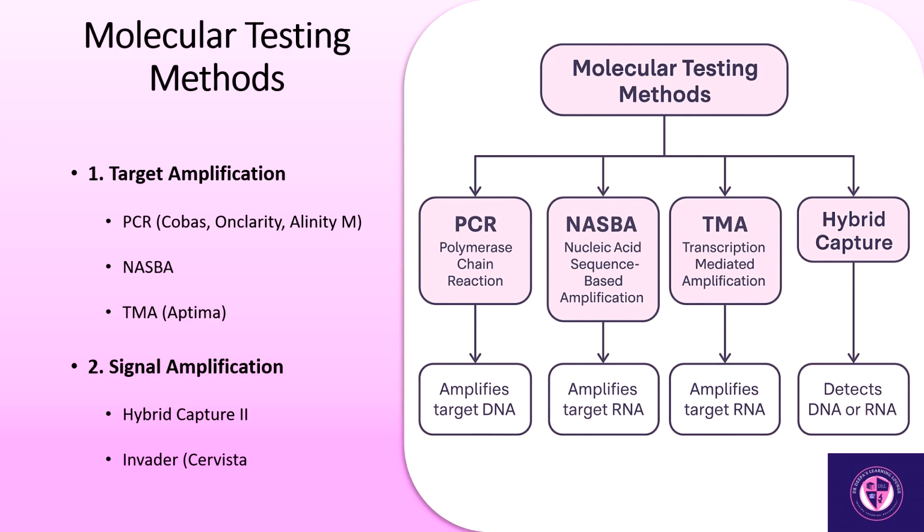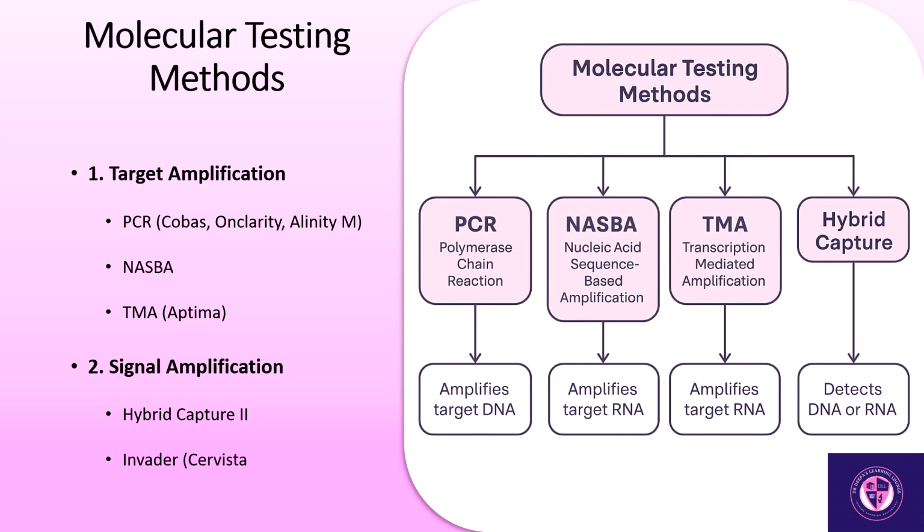In this slide, we explore the molecular principles behind HPV testing. PCR is the more widely used amplification technique. It repeatedly copies a segment of the viral DNA using cycles of heating and cooling, denaturing, annealing, and extending the DNA fragments, ultimately generating millions of copies. NASBA and TMA are isothermal methods, meaning that they operate at a constant temperature. They target RNA, making them useful for detecting E6 and E7 transcripts.